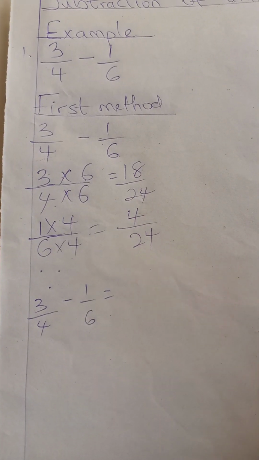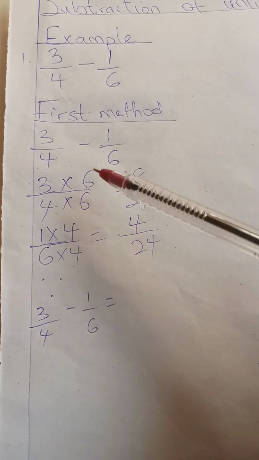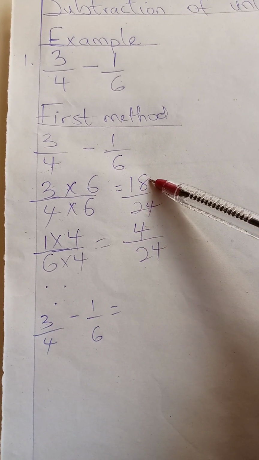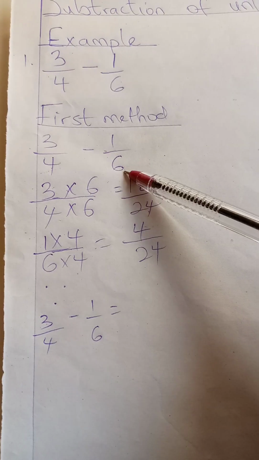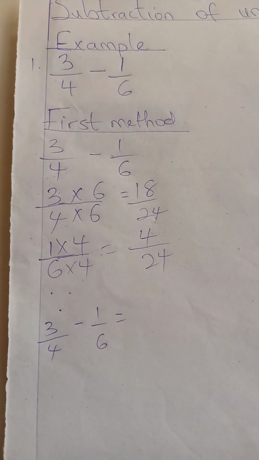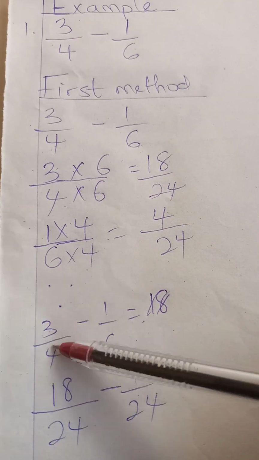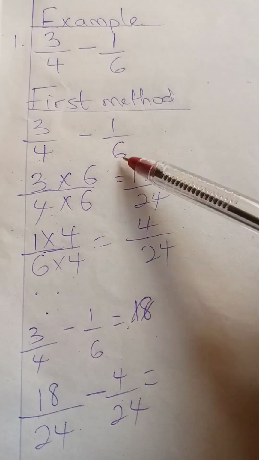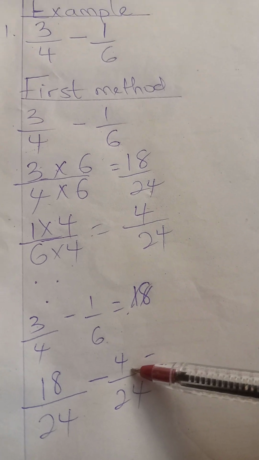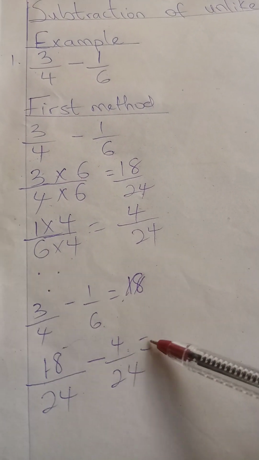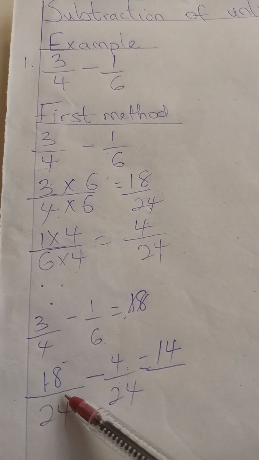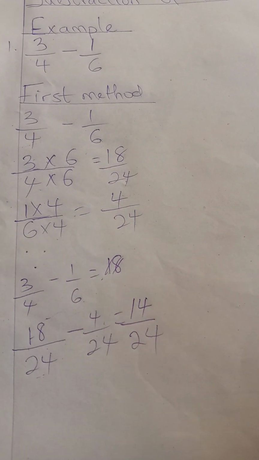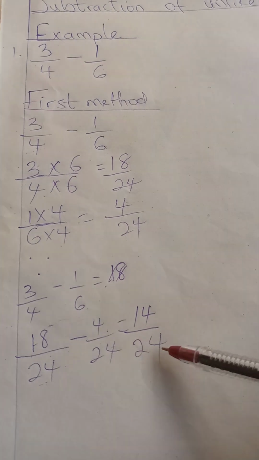So back to the question, 3 over 4 minus 1 over 6. This 3 over 4 will be replaced by 18 over 24, while 1 over 6 will be 4 over 24. As you can see here, 3 over 4 is this 18 over 24, it has replaced it. 1 over 6 is this 4 over 24, it has replaced this. And 18 minus 4 equals 14. Since they both have the same denominator, just pick one of the denominators. And my answer is 14 over 24.